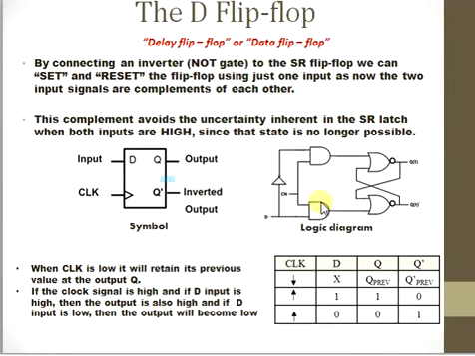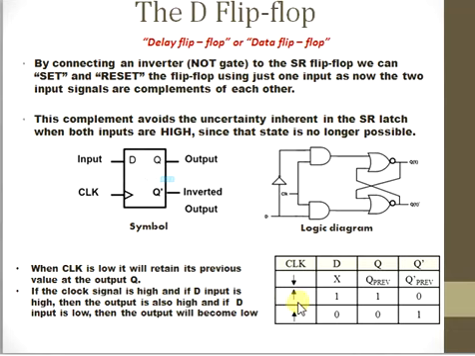Otherwise, these two AND gates will not work, right? So when we don't apply any clock input to the D flip-flop, there will be no change in the output. The output remains the same. We can see the truth table for this kind of flip-flop, and you can see here that when the clock signal is low, the output remains the same. There is no change irrespective of what is given to the D input.